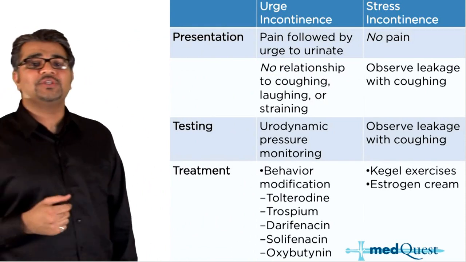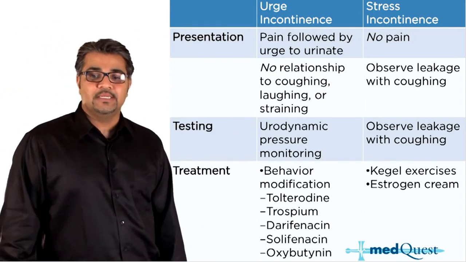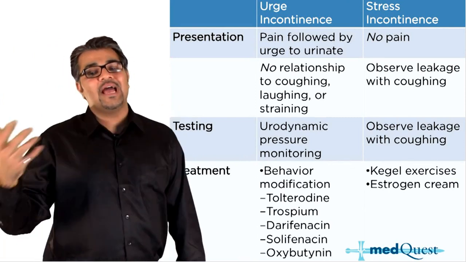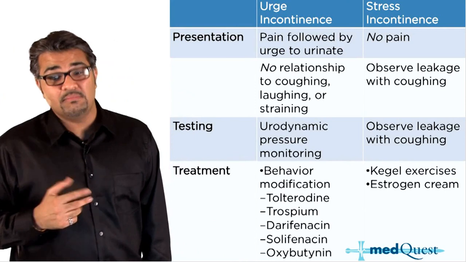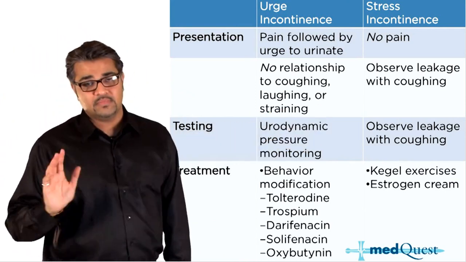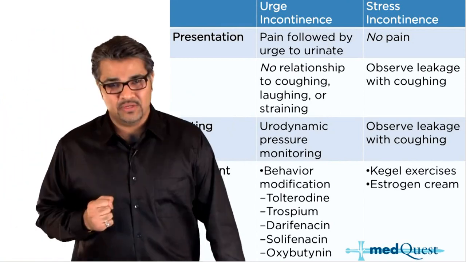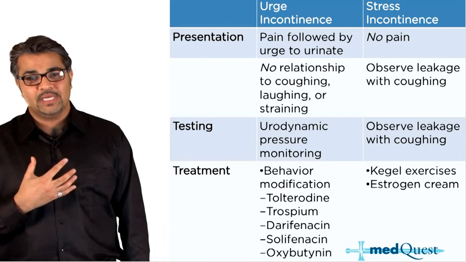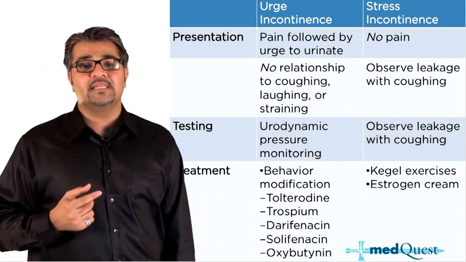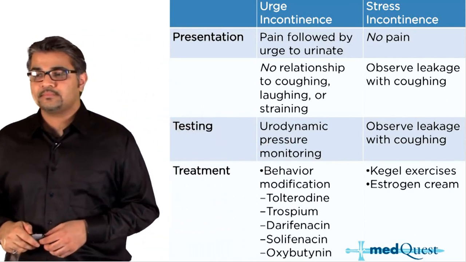You're going to go to your patient, you're going to say cough. They're going to cough, they're going to pee. Diagnosis, stress incontinence. That's how you test for it. Because their presentation is they're going to have leakage with you coughing, maybe even laughing. How do you treat this diagnosis? Well, you're going to give them Kegel exercises. Yes, Kegel exercises, made very famous through this TV show Sex and the City. I don't watch it. And estrogen creams.